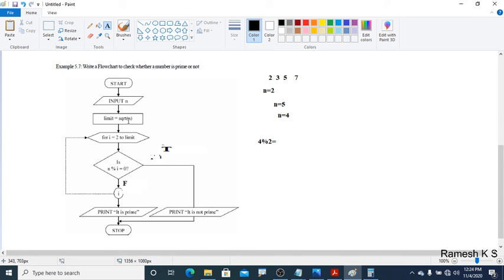So what is the square root of 5? Something 2 point something will come, so we take 2. Again the i value, the limit is 2, right? Again we check 2.1, the next iteration, which will not give remainder 0. It will come down and print that it is a prime. This is about writing a flowchart to check whether a number is prime or not.